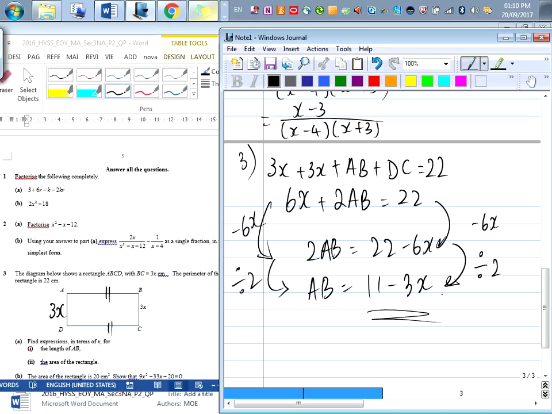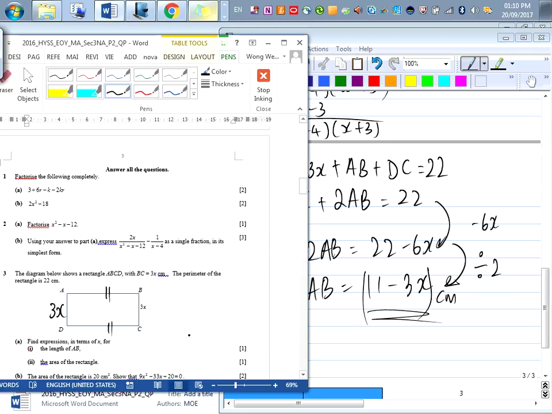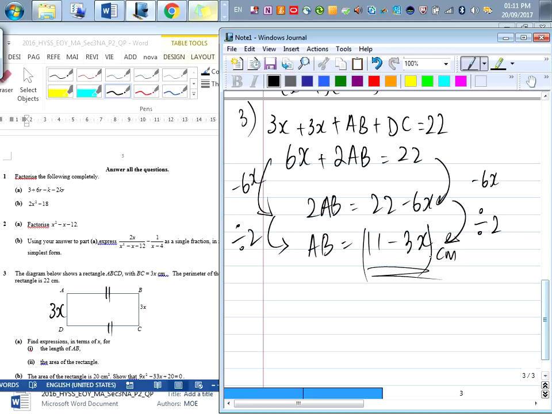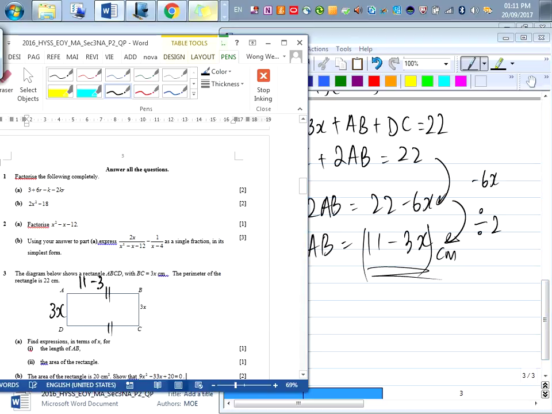Okay, so AB is equals to 11 minus 3x cm with the units. In this case, whether you put a cm or you don't put a cm, I won't penalize you. Okay, now that I know AB is equal to 11 minus 3x, I need to find an expression for the area of the rectangle.